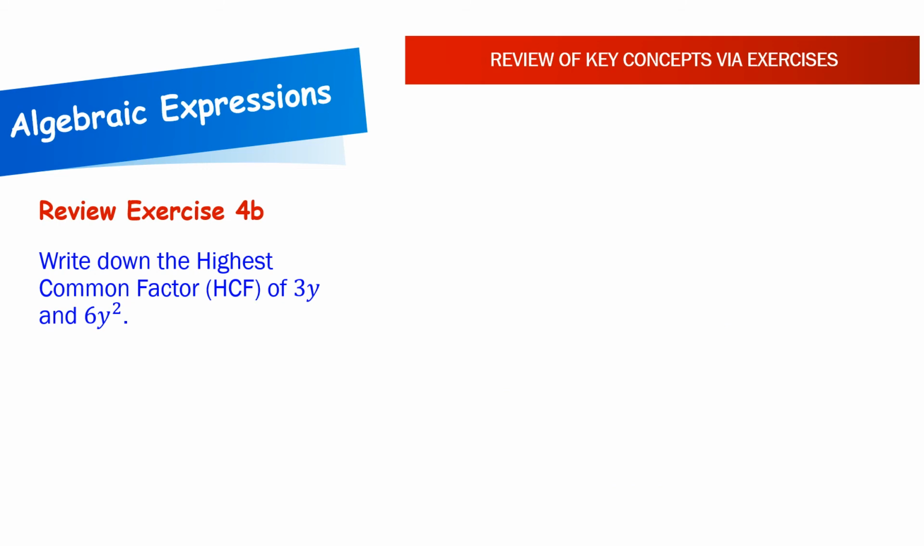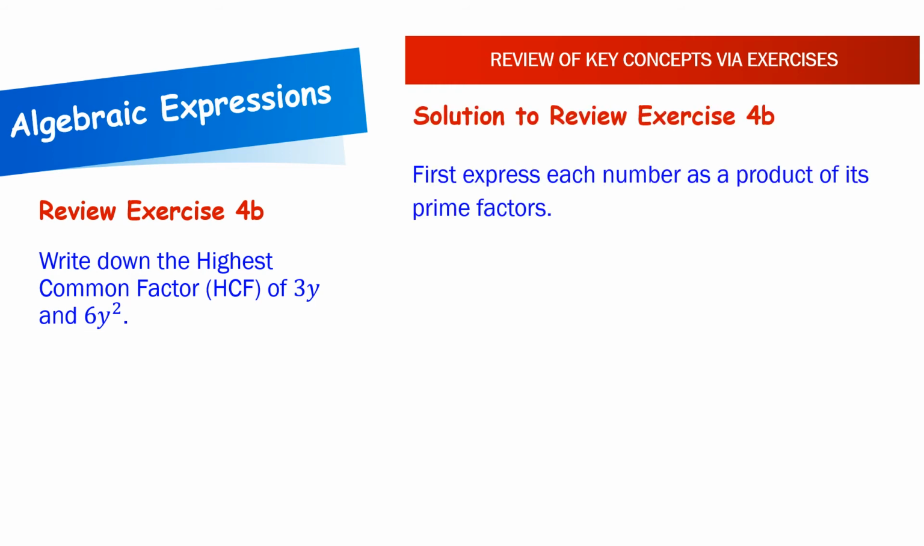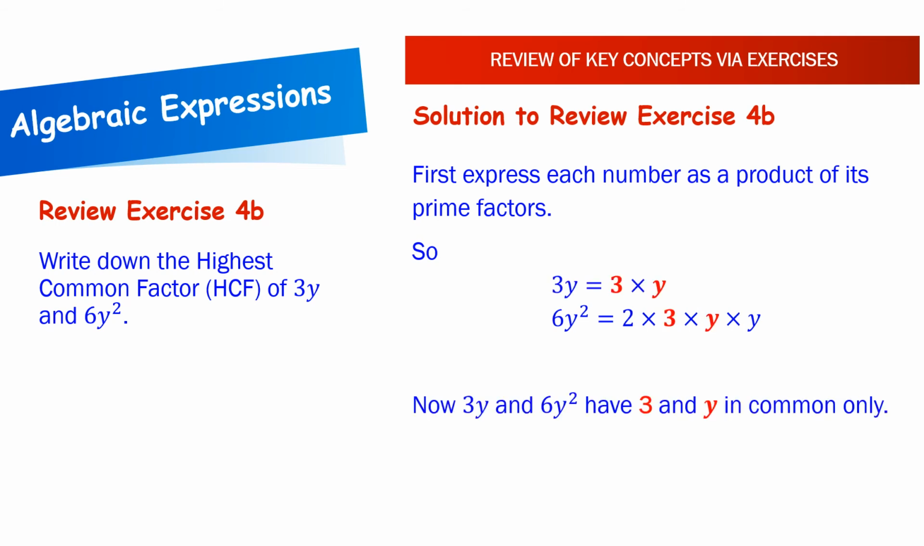For exercise 4b, find the highest common factor of 3y and 6y squared. Again, express each number as a product of its prime factors, as shown. Now 3y and 6y squared have 3 and y in common only. Therefore, the highest common factor is 3 times y.